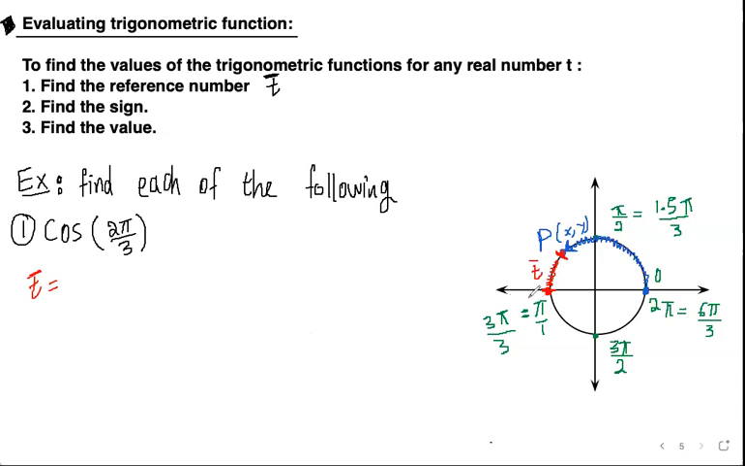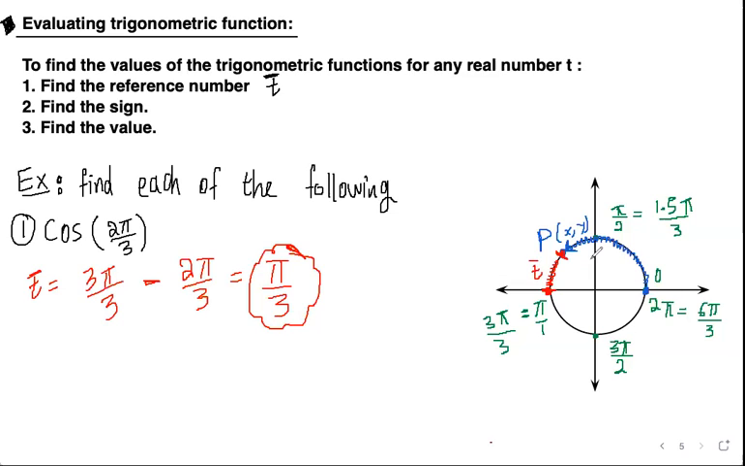Pi over 3. That's true. Because this point is 3 pi over 3, and from here to here is around 2 pi over 3. So subtract by 2 pi over 3. They give me pi over 3. This is my reference number. Number 1, find the reference. So t bar, or the reference, the distance, is pi over 3.